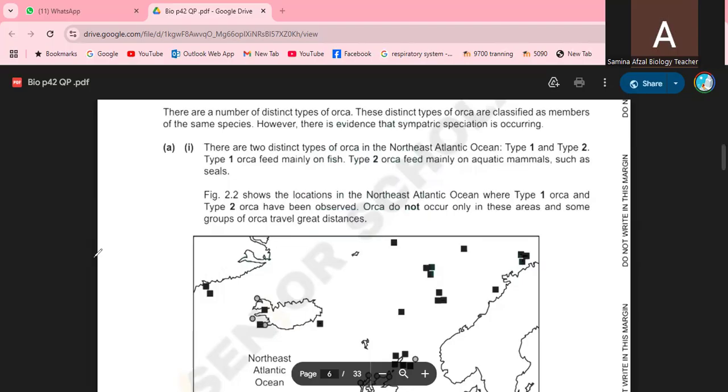There are two distinct types of orca in the northeast Atlantic Ocean, type 1 and type 2. Type 1 orca feed mainly on fish. Type 2 orca feed mainly on aquatic mammals such as seals. Figure 2.2 shows the locations in the northeast Atlantic Ocean where type 1 orca and type 2 orca have been observed. Orca do not occur only in these areas, and some groups of orca travel great distances.